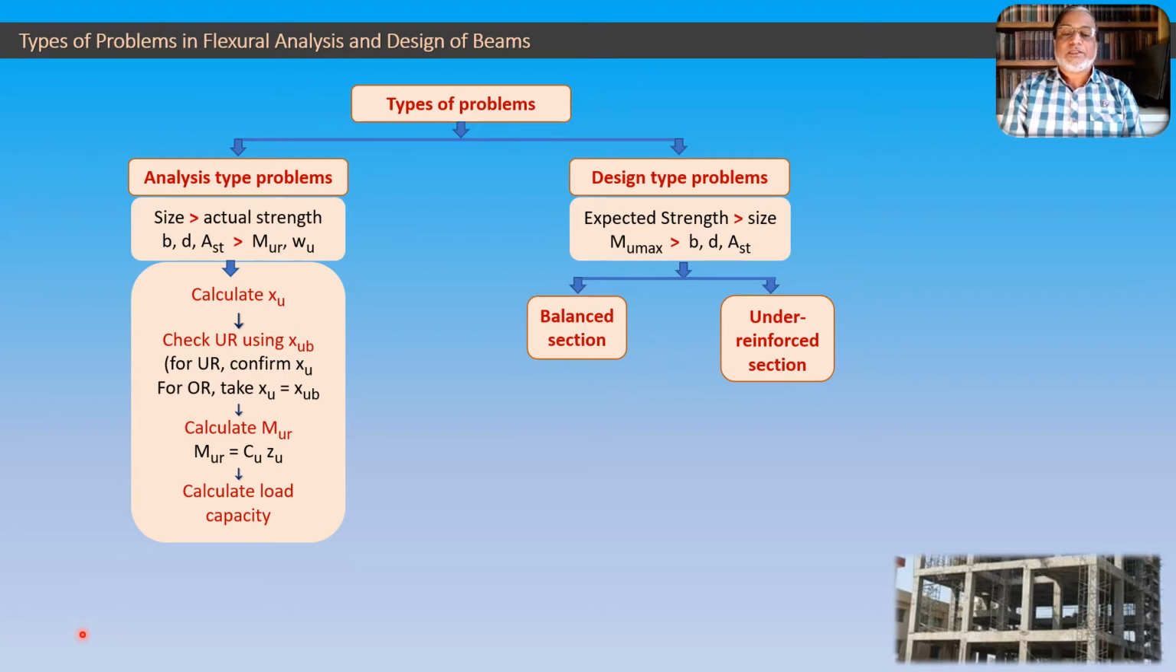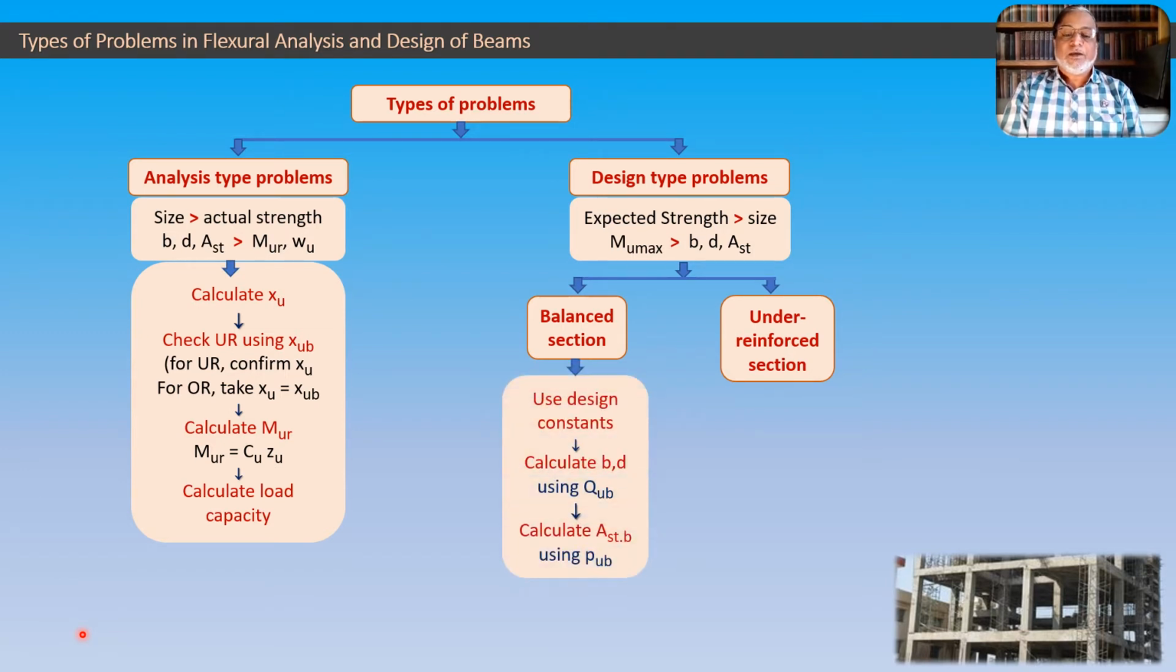Now when the design of a balanced section is considered, we have to use what we call design constants. The detailed explanation of design constants has already been covered in the earlier videos. So we recollect here that there are four design constants, and using their values we can directly find out the design conclusions for a balanced section. So we have to use design constants. We have to calculate B and D using the design constant QUB, and we have to calculate the ASTB, that is balanced area of steel, using the design constant PUB.